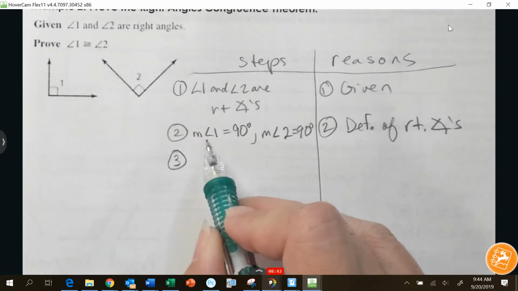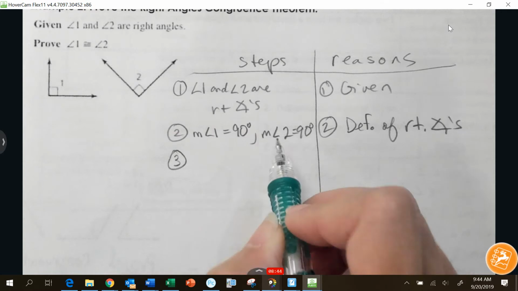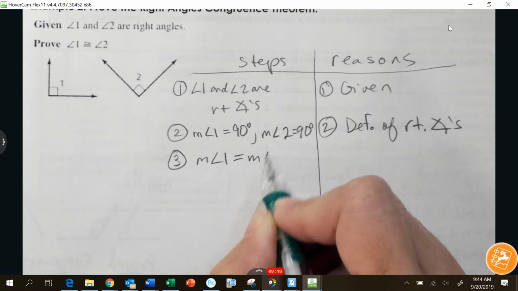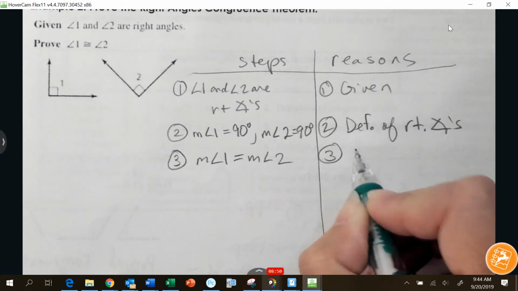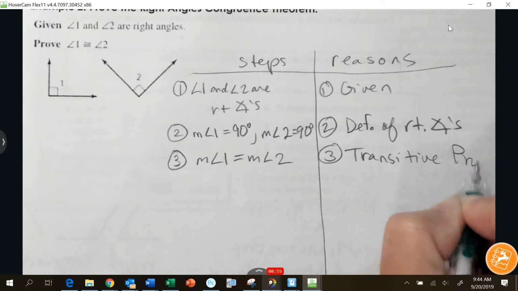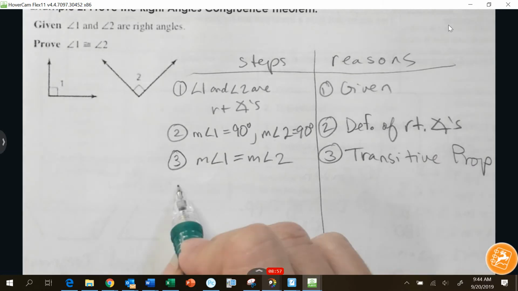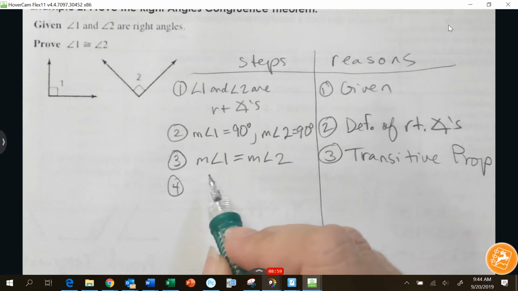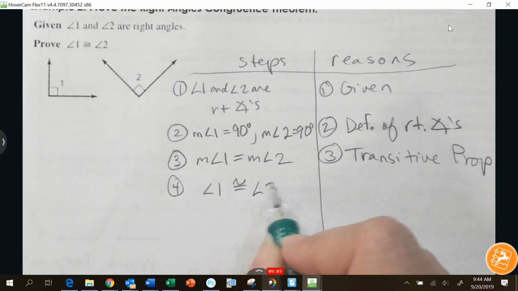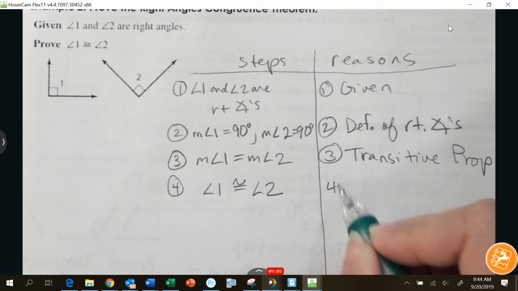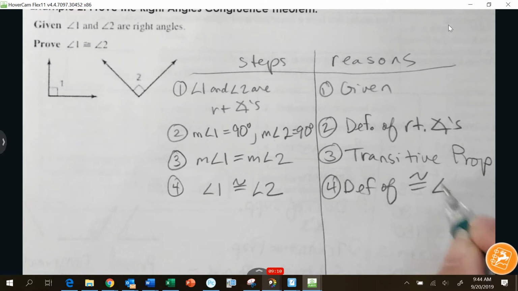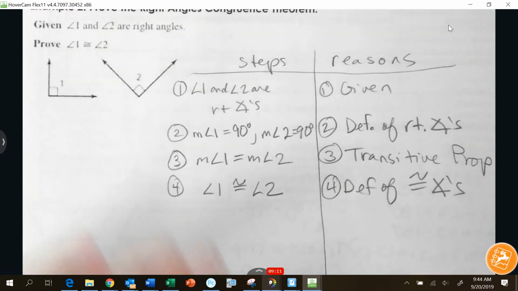Okay, so from here, if measure of angle 1 equals 90 and measure of angle 2 equals 90, then measure of angle 1 has to equal measure of angle 2 by what? Transitive. And if we're almost to what we need to prove at this point, I can say angle 1 is congruent to angle 2 by definition of congruent angles. Done.